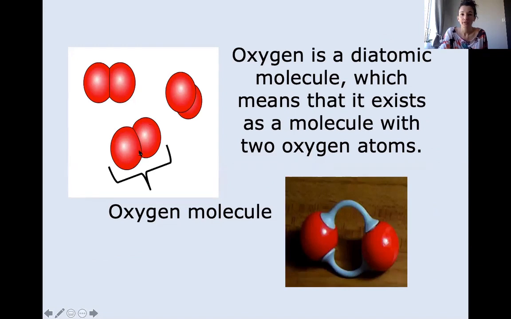This is an example of a molecule of oxygen. Oxygen is a molecule because there are two oxygen atoms bonded together. We call this molecule diatomic. It's when two atoms bond together and the element exists as two atoms bonded together.